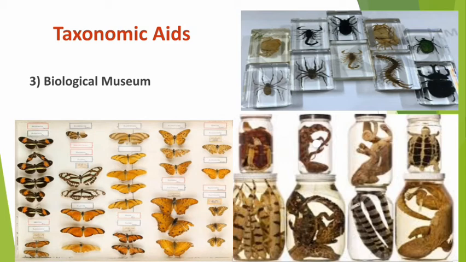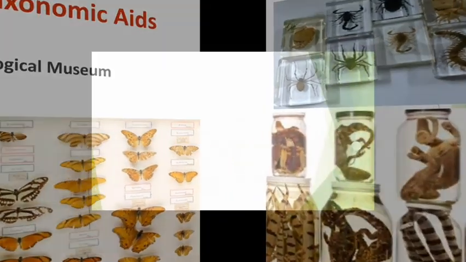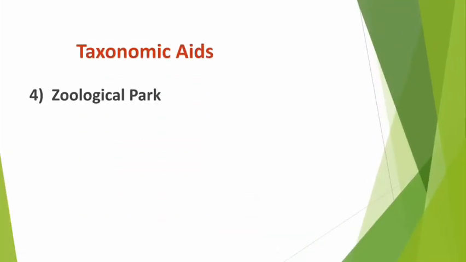Whenever you visit any college or school, especially the biology lab, you will find these preserved specimens. These are maintained, so ultimately we can say this is a biological museum. Sometimes you will find the skeletons of different animals are also preserved. So this is the biological museum we are talking about, where we preserve animals as a whole or their skeleton. Then my dear student, next is the Zoological Park.